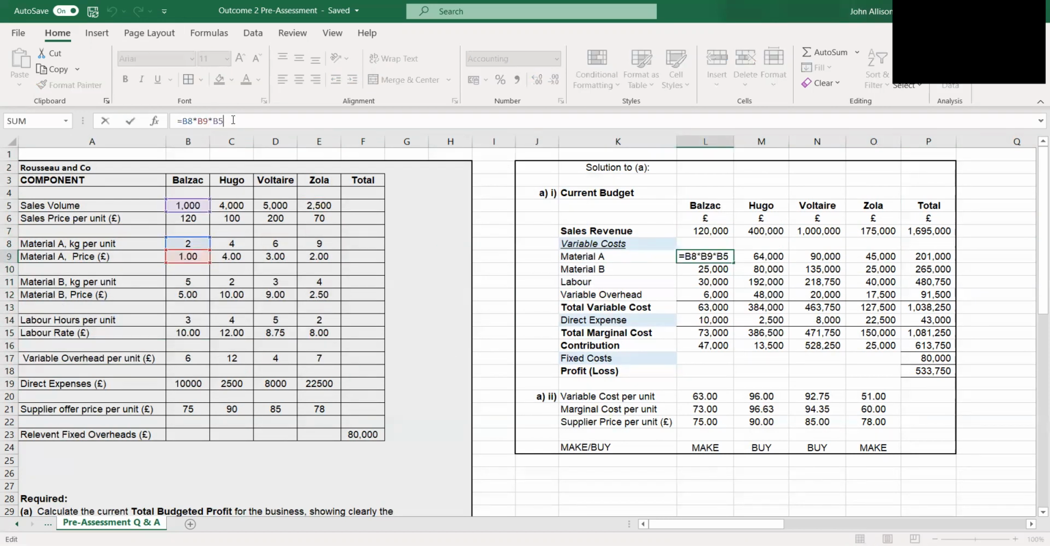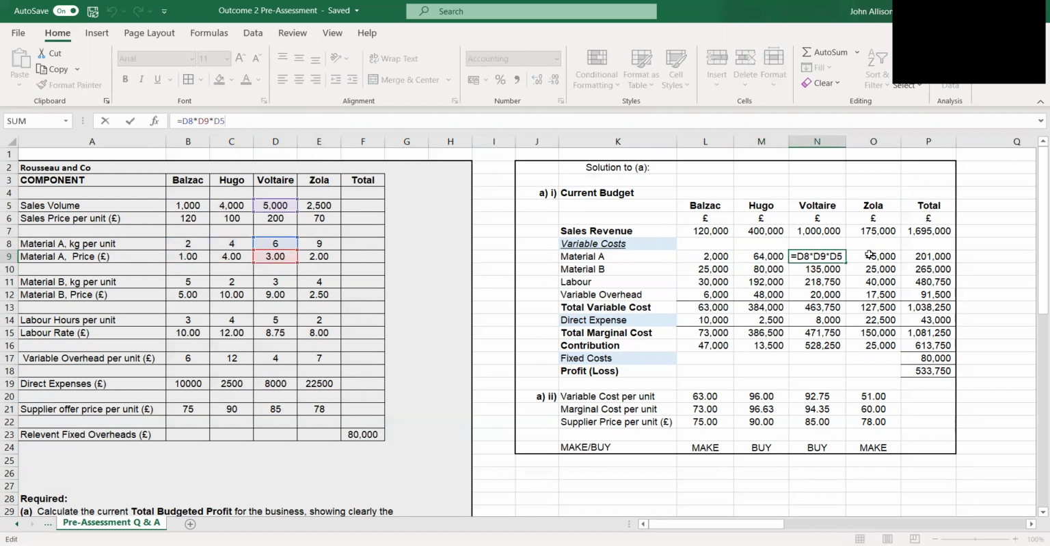So the material cost is going to be the price per kilogram and the number of kilograms per unit. So it's £1 per kilogram, 2 kilograms in each unit, and there's 1,000 units. So the total cost for Balzac is 1 times 2 times 1,000, which will give me £2,000. For Hugo, it's going to be £4 times 4 kilograms times 4,000 units, which is going to give me £64,000, which will be the total material cost of B for Hugo.